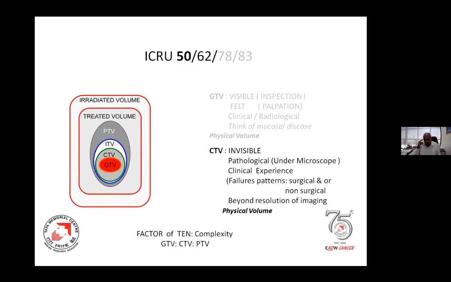In my mind, the complexity in understanding the CTV, from CTV to PTV, is something like a factor of 10. So let's say GTV is 1, CTV is 10, and the PTV is something like 100. But we have to master this.